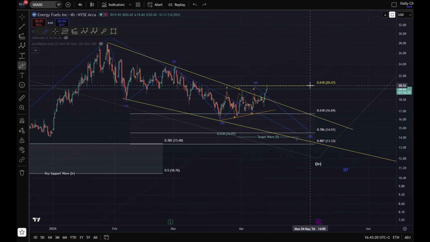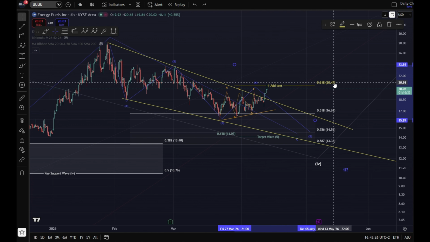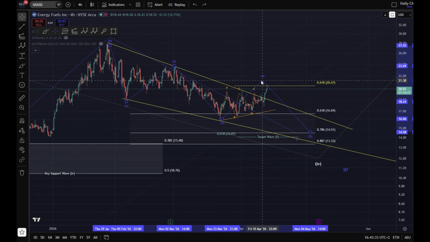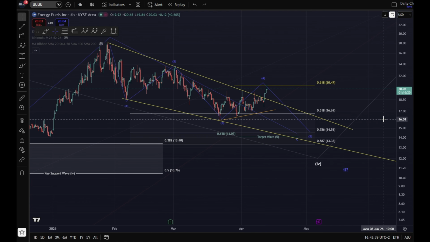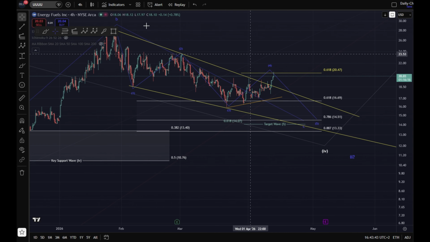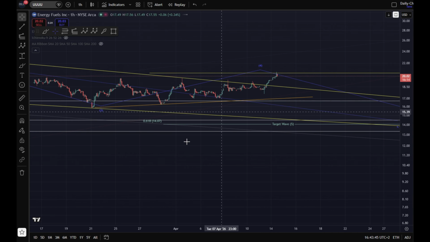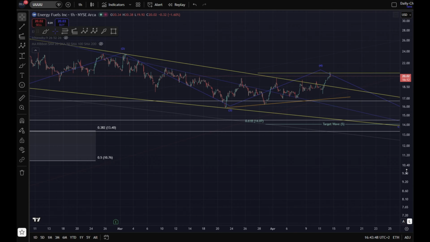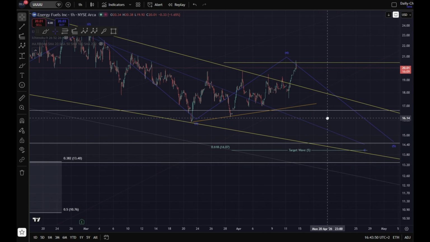I've measured here the length of the 3rd wave and took the golden ratio. And if we break above the $20.47 with a sustained break, then it's no longer a valid wave 4. So we're probably dealing with something different. I will delete the triangle here. And yeah, let's jump into the micro count on the 1 hour chart and try to identify what we have.